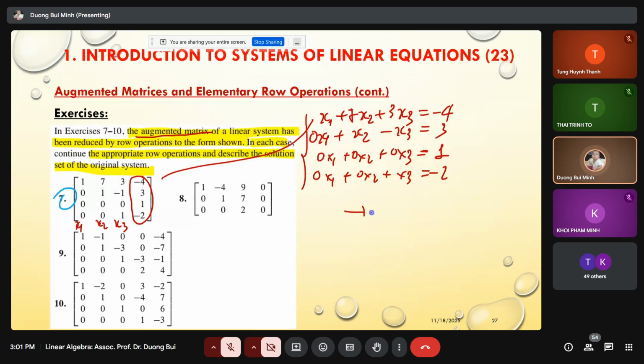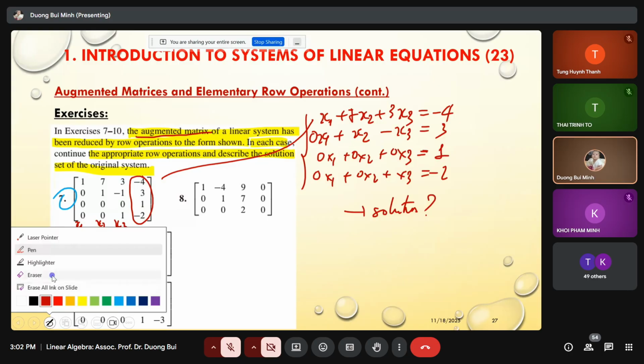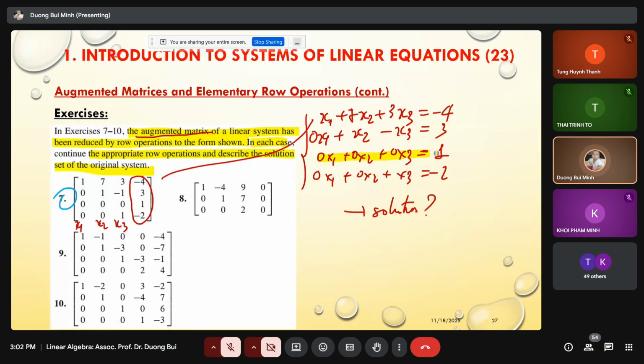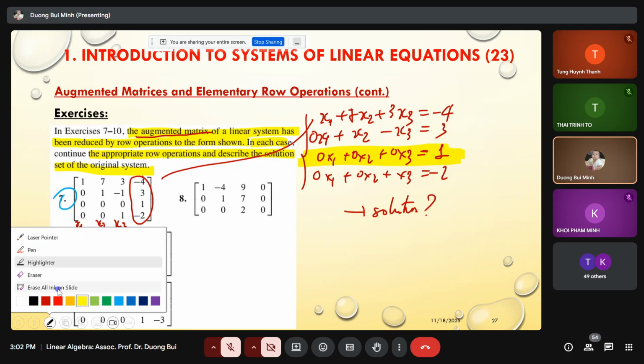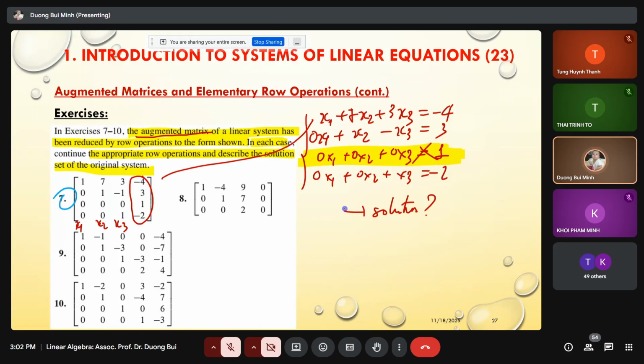So how about the solution? Look, if we consider this one, this is inconsistent. Why? Because 0x1 plus 0x2 plus 0x3 we cannot get one. So I say that here we have no solution. Finish.